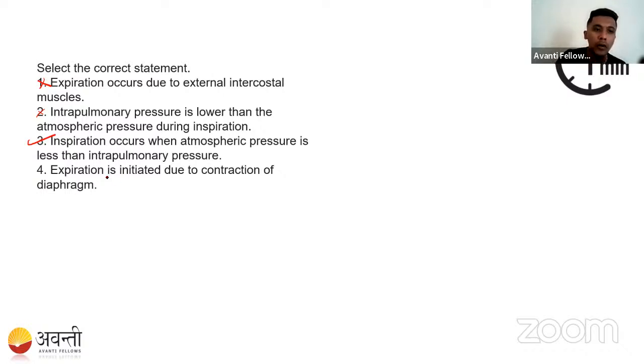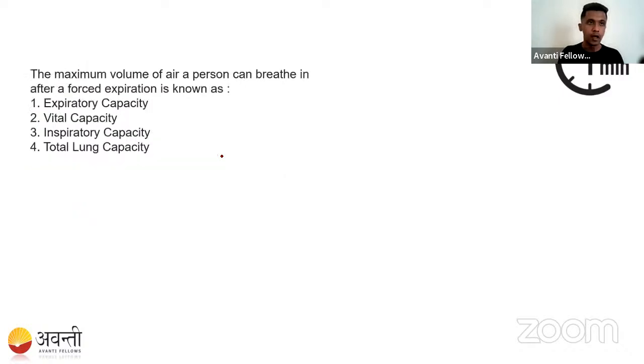And when it comes to the fourth option, expiration is initiated due to contraction of the diaphragm. This is wrong. Why is this wrong? Because it is the relaxation of the diaphragm, and it is not initiated by the contraction or relaxation of the diaphragm. It is initiated again by the respiratory centers. So that will lead to relaxation of your diaphragm as well as the external intercostal muscles. So that will lead to the expiration process.